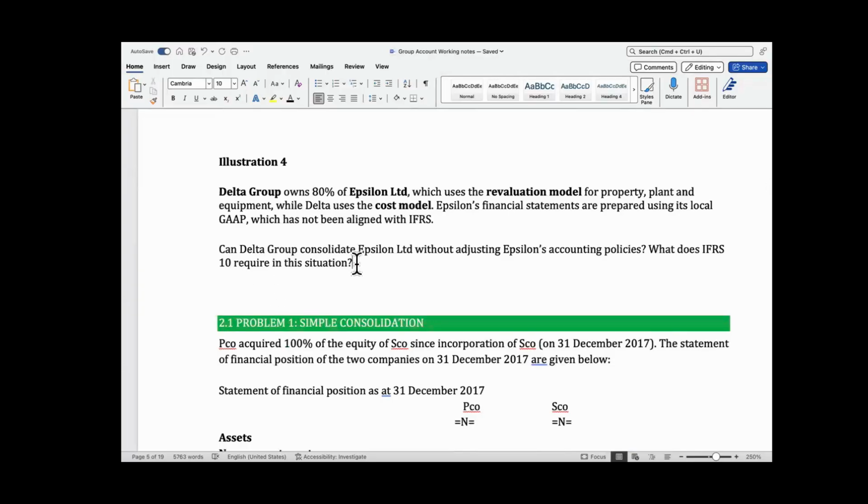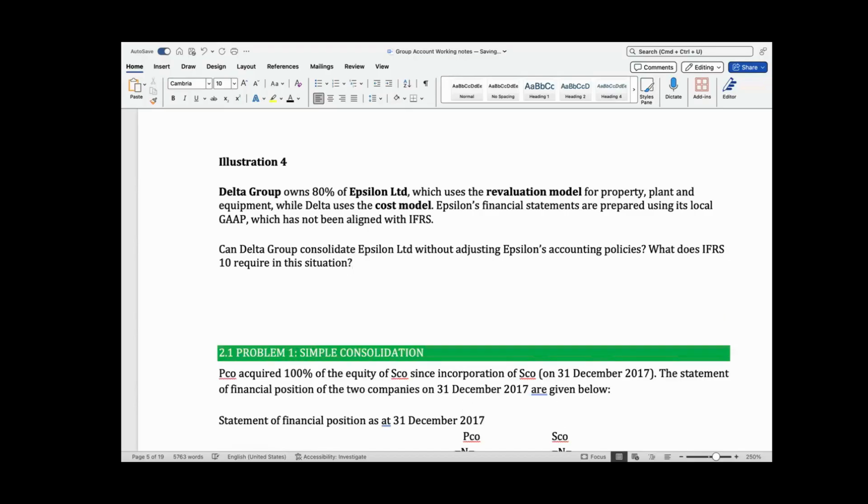Delta Group owns 80% of Epsilon Limited, which uses the revaluation model for property, plant, and equipment, while Delta uses the cost model. Epsilon's financial statements are prepared using its local GAAP, which has not been aligned with IFRS. Can Delta Group consolidate Epsilon Limited without adjusting Epsilon's accounting policies? What does IFRS 10 require in this situation?